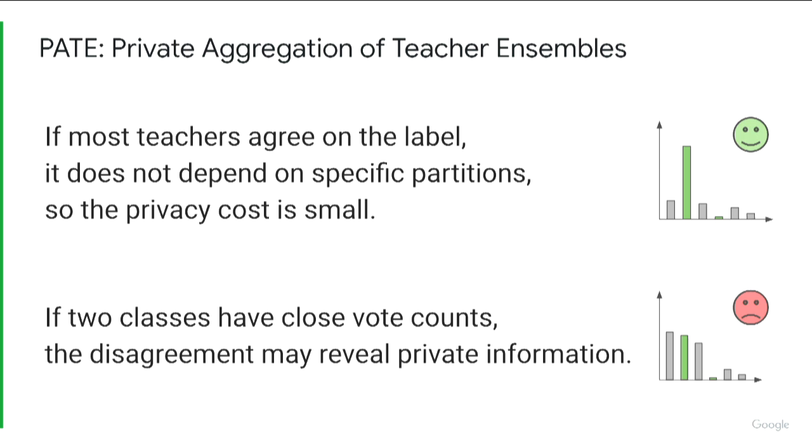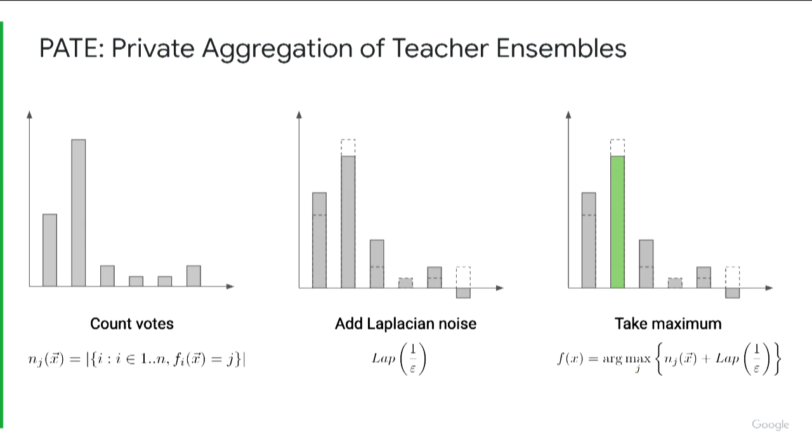And so this is why we have to add one more step into our approach, which is to add noise to the histogram of votes before we output the noisy argmax. And so this allows us to take into account these corner cases, because we'll just output something random in these cases, just one or the other class randomly.